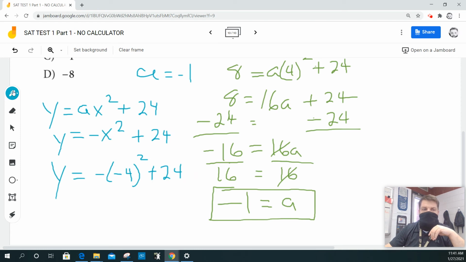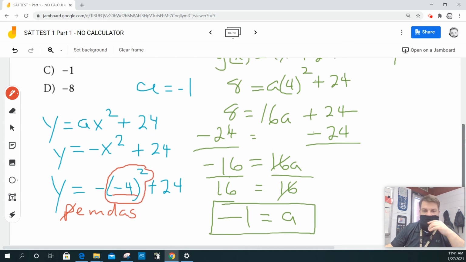Now, in order to do this, what we have to think about is PEMDAS: please excuse my dear Aunt Sally. That means we do the work inside the parentheses first. Can I simplify this? No. Next, what does E stand for? Exponents. What's the exponent? This is the exponent.